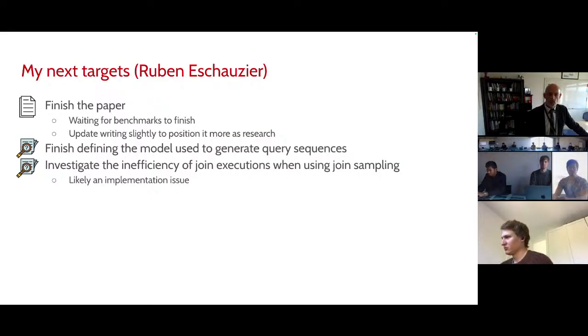Any questions for Ruben? So what are your long-term goals with this join sampling approach? Like, if you would find that there's an implementation issue, what are the next steps you want to achieve with this line of work?